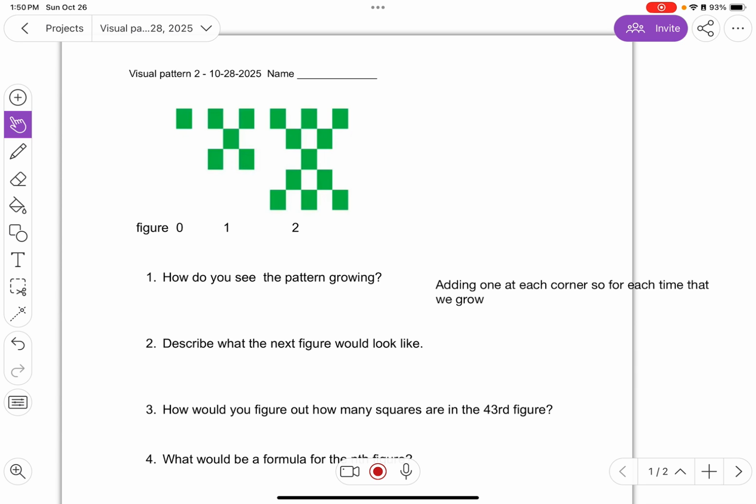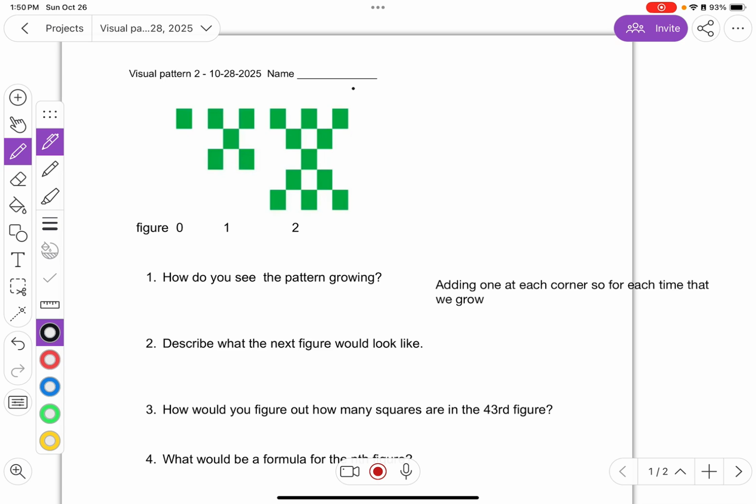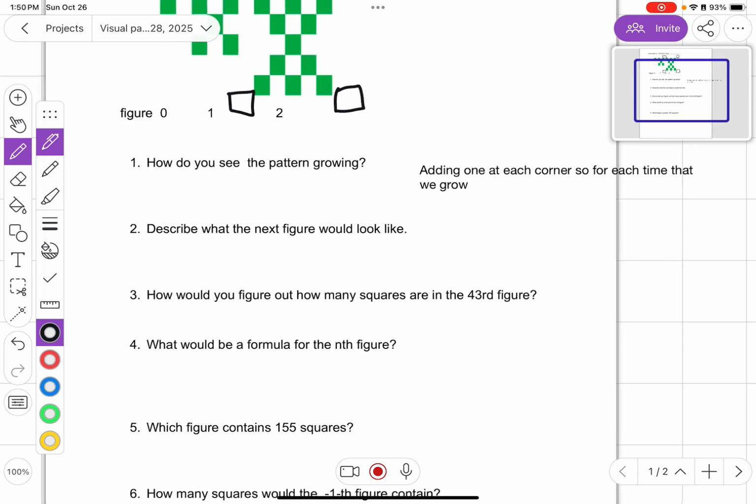What would the next figure look like? So then the next figure would look like adding at each corner. So we'd add 4 more. And so you'd say, well, what happened? So when I grow 43 times, what will have happened?